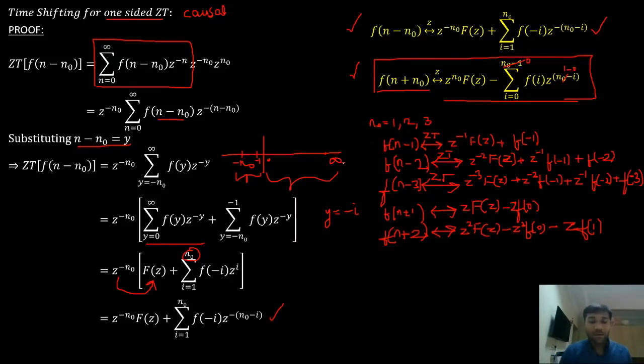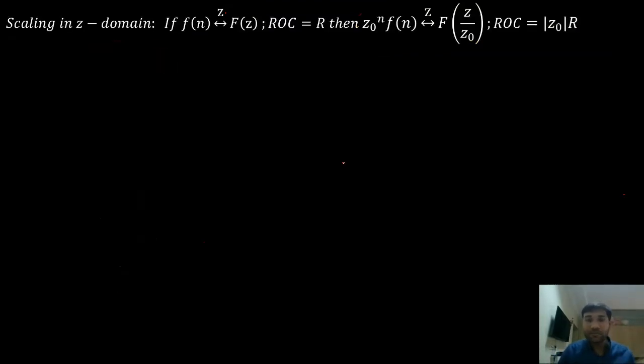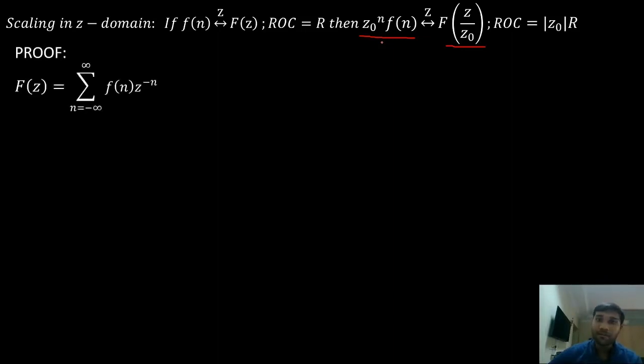So now we'll look at the next property, that is scaling in Z domain. So what happens when we scale the Z domain function? Now, to prove this, I'm going to consider the f of z formula.